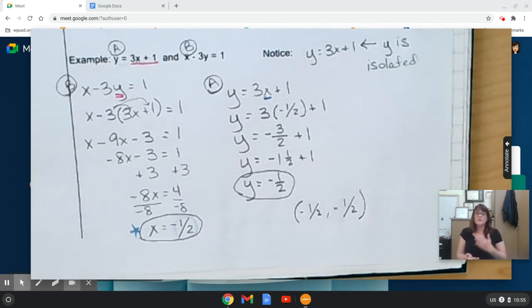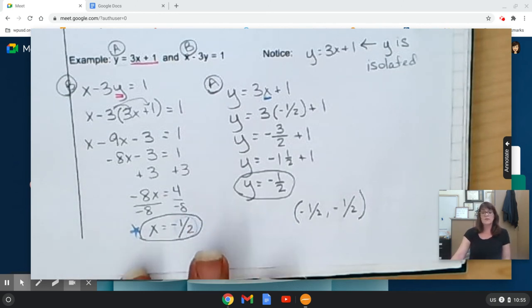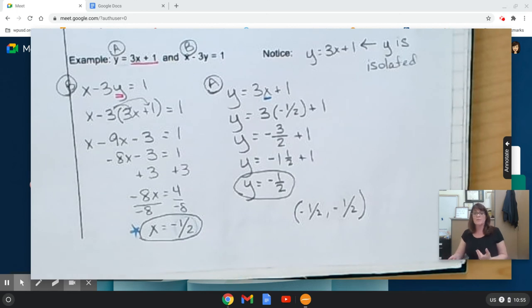Now, I purposely picked one that had fractions in it because they're going to come up. And if we can practice together and take notes together with some of the more challenging problems, you'll be better off in the long run.